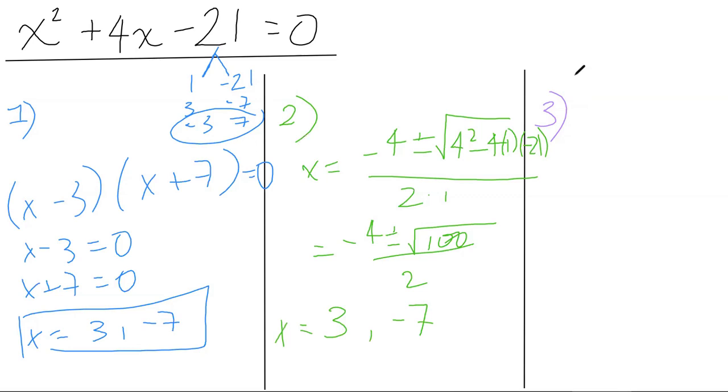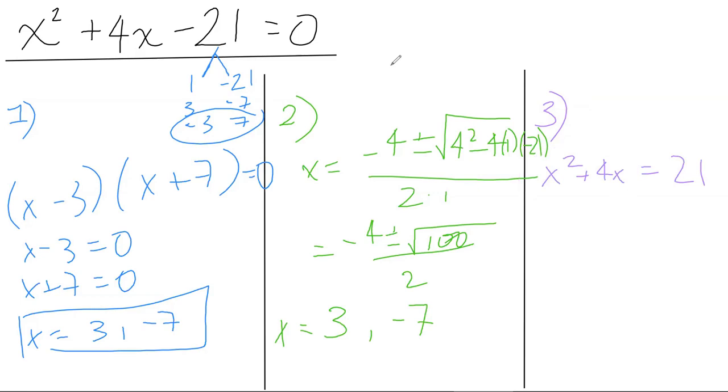On our next problem, we have completing the square. So the next way that we would be approaching this problem is by completing the square. So we would have x squared plus 4x minus 21 is equal to 0. So if we move the 21 to the other side, we get x squared plus 4x is equal to 21.